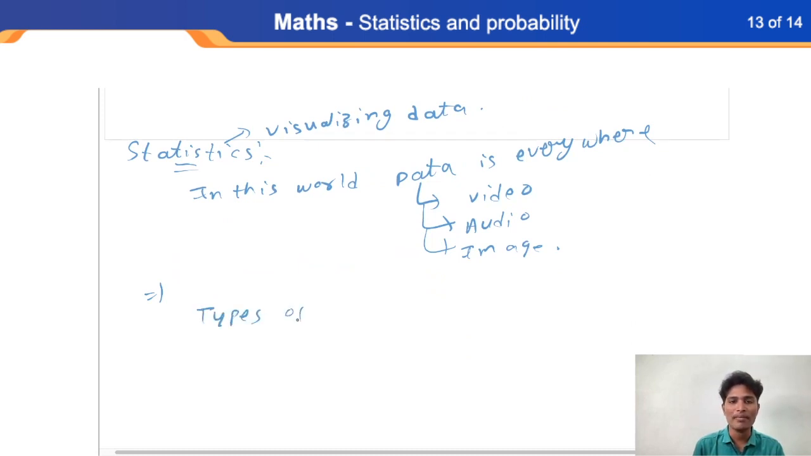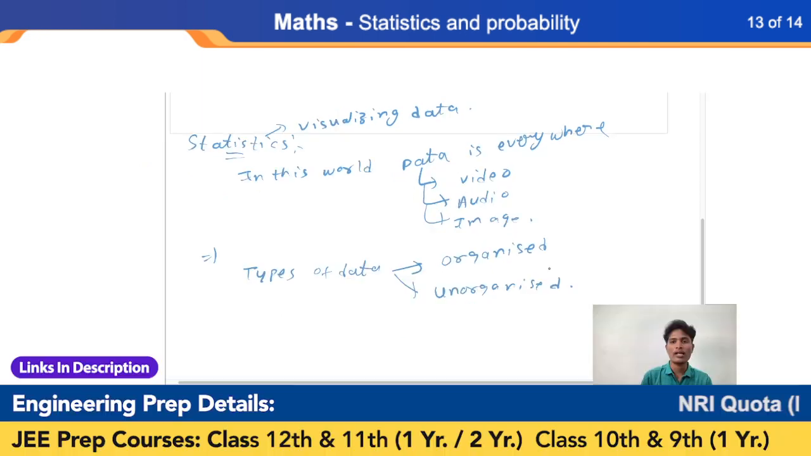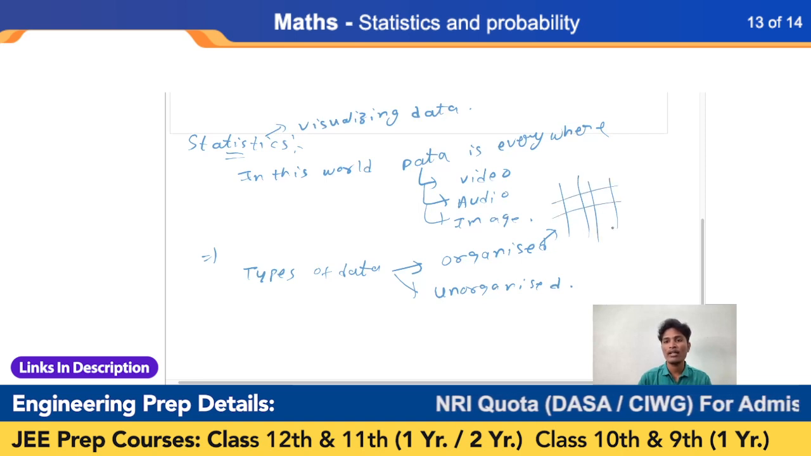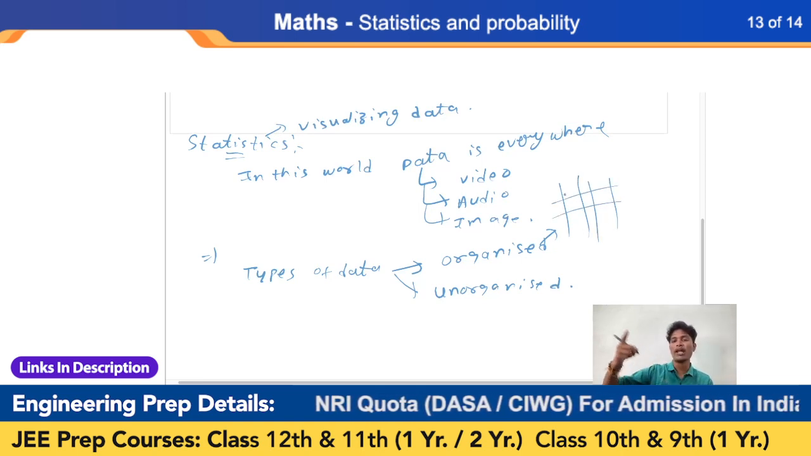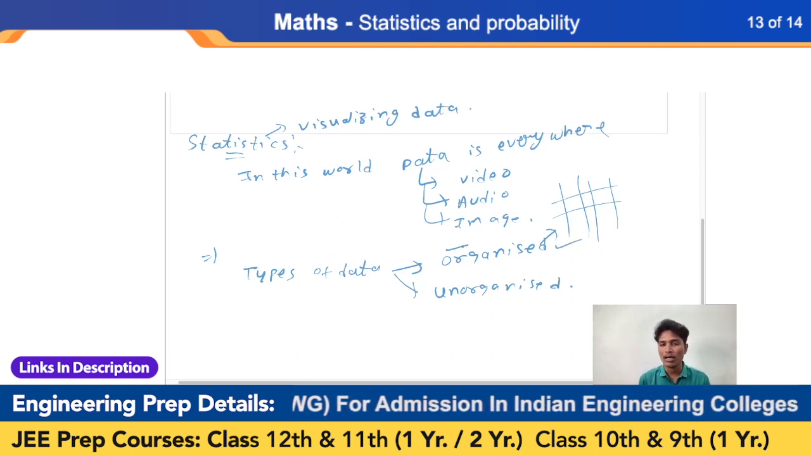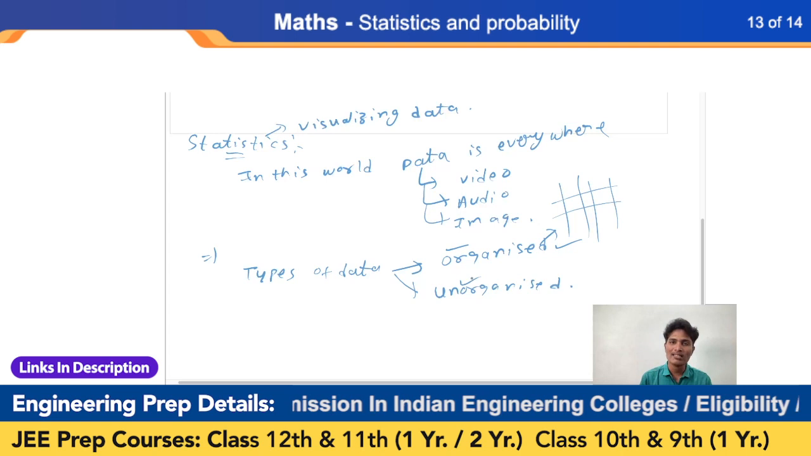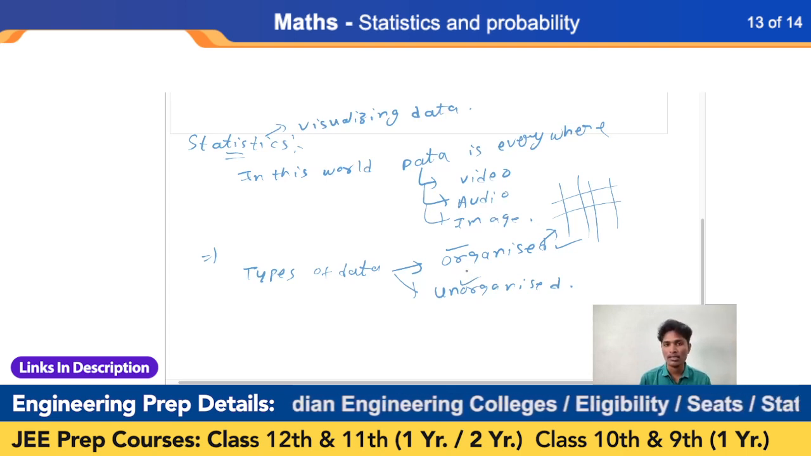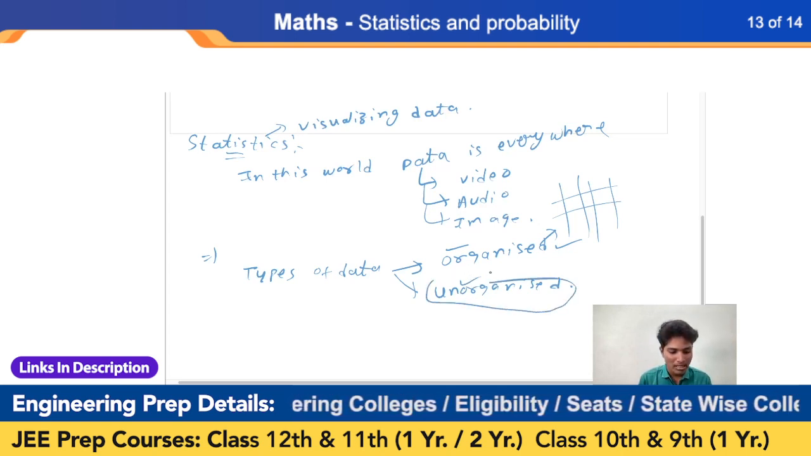The data has its types. The first type is organized data, and the second type is unorganized data. Organized data is data that is made into a table, that is, represented in each column and each row, so we have organized the data. If the data is not organized and we have to organize it, the data is called unorganized data. These two are the important things.